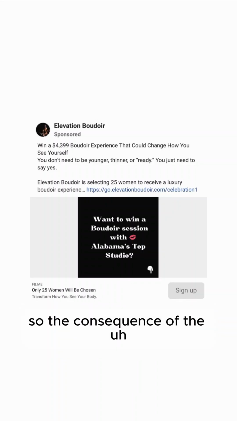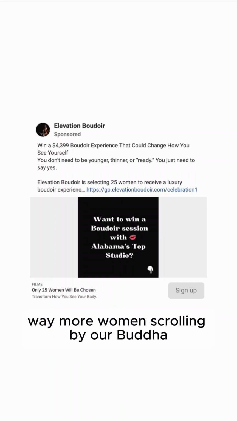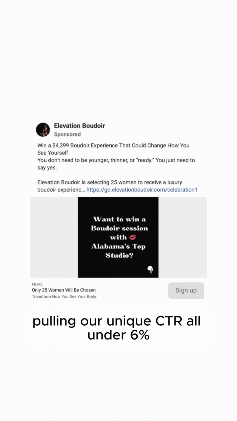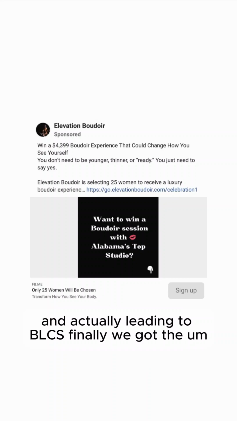So the consequence of the "looks like an ad" mistake is that we're going to have way more women scrolling by our Boudoir Facebook ads than necessary, pulling our unique CTR under 6%, and actually leading to BLCS.